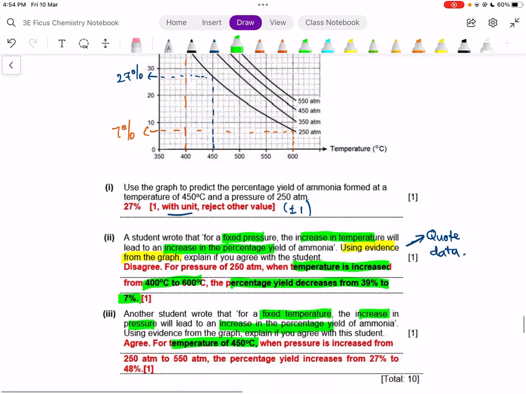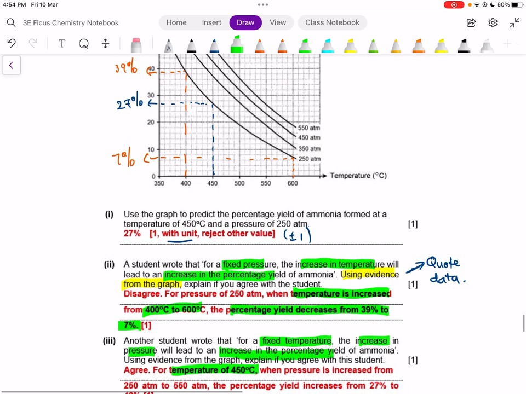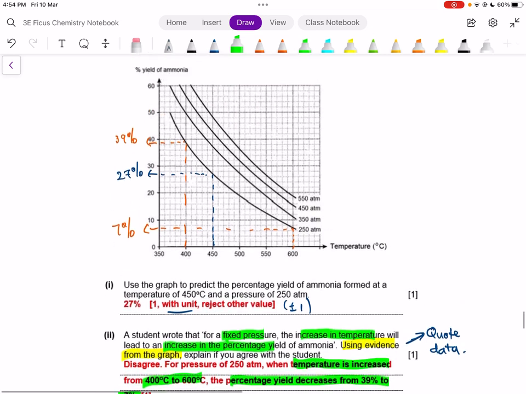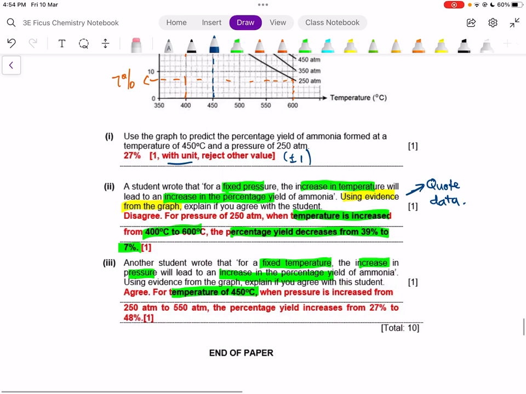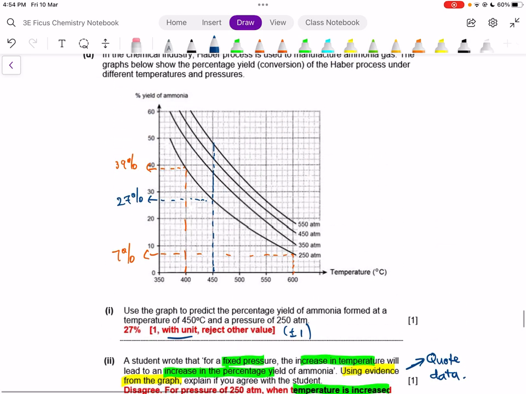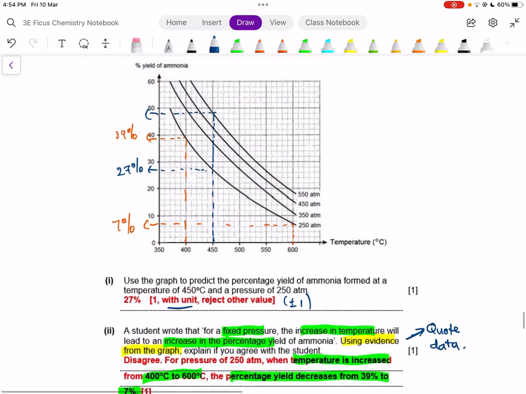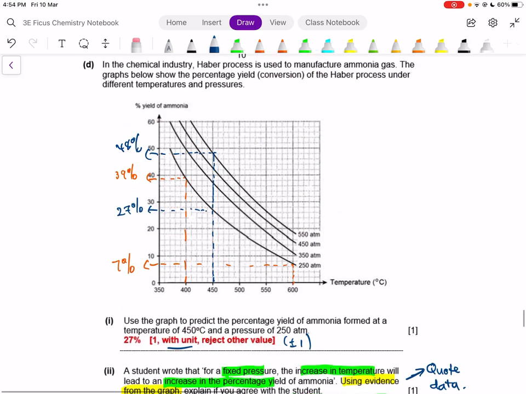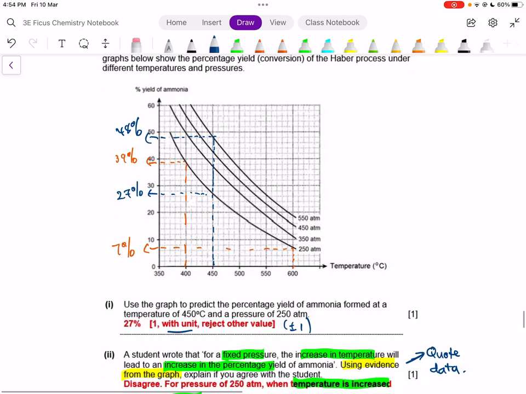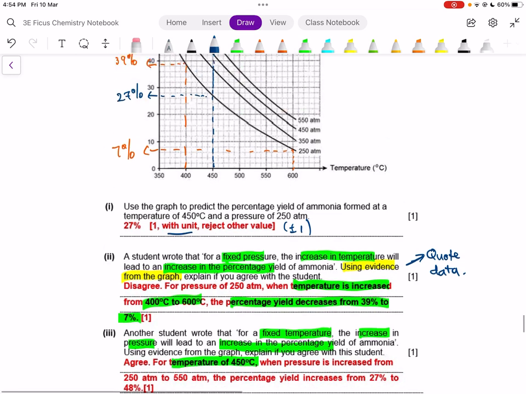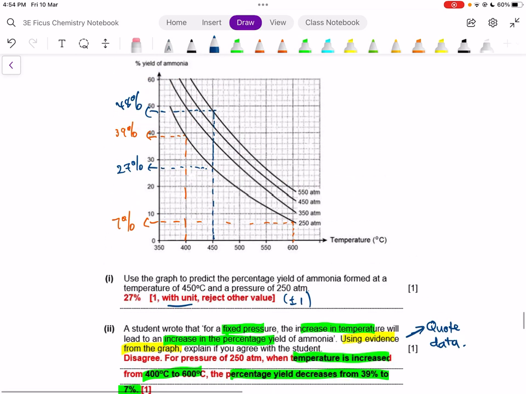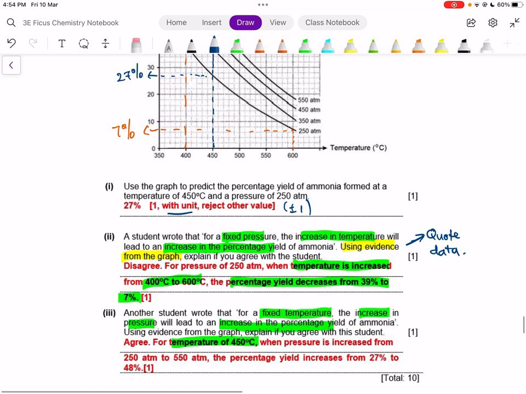Okay, so agree, because if we fix it at 450, then we increase up to 550 for the pressure. It's around 48%, the blue color one. So temperature is fixed. When I increase pressure, then percentage U increases. Okay, then the other one, if I fix the pressure, I increase the temperature, the U actually drops.